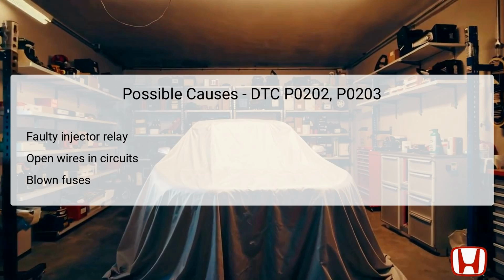First, a faulty injector relay may fail to supply adequate power to the injectors, resulting in inadequate fuel delivery. Second, open wires in the circuits connecting the injectors to the ECM might inhibit proper communication and function of the fuel system. Fuses are also critical. If a fuse, specifically the B1020A fuse, is blown, this can prevent power flow to the injectors. Proper troubleshooting involves identifying and rectifying these issues systematically to restore functionality to the injector circuits.